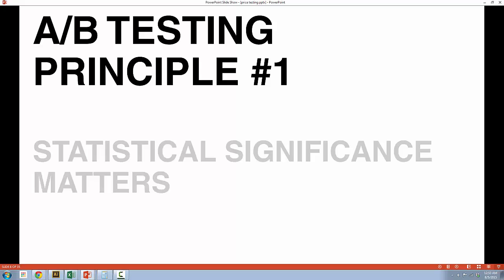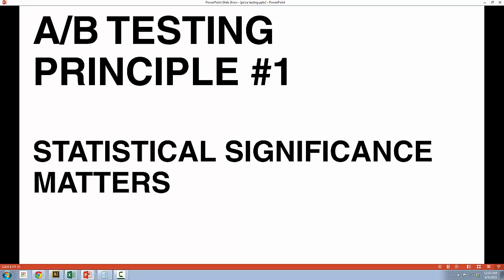So A/B testing principle number one, statistical significance matters. As you go through these tests, it's important that you reach statistical significance before you make any decision on what price point is going to be optimal for you.